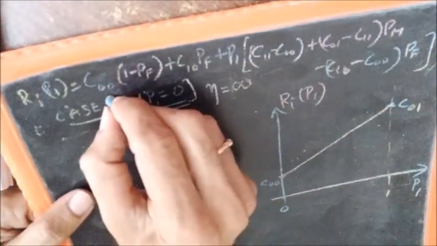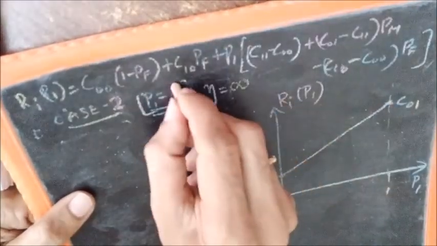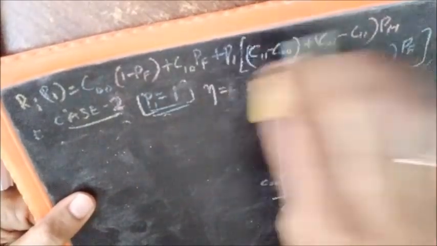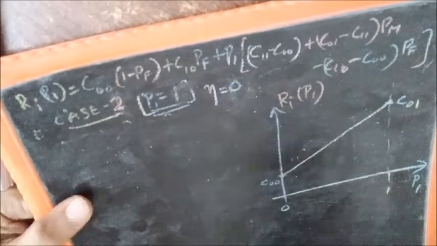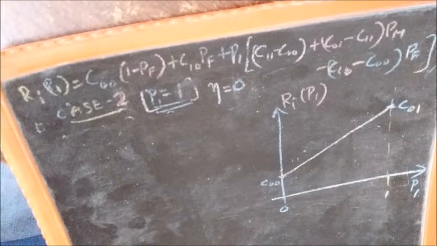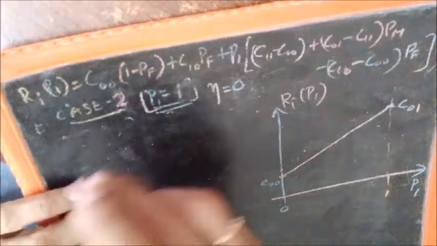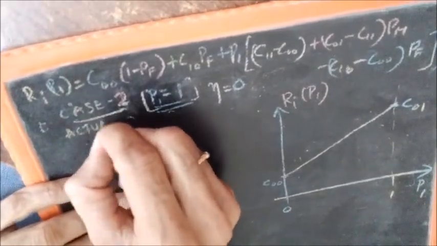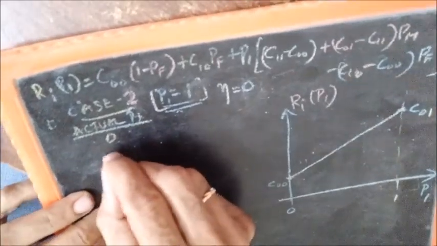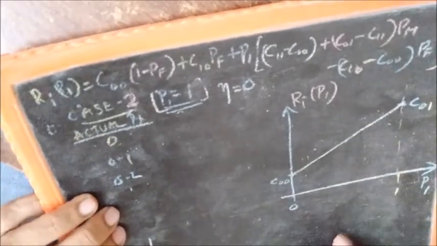Now we go to case 2. In case 2 we will take the other extreme. We will assume P1 is 1. When P1 is 1, P0 becomes 0 and our threshold becomes 0. Now again, actual P1 can range from 0 to 1, so we'll take all those values.